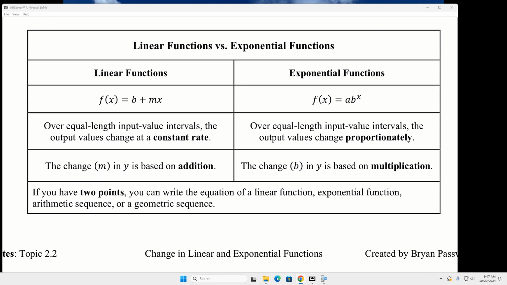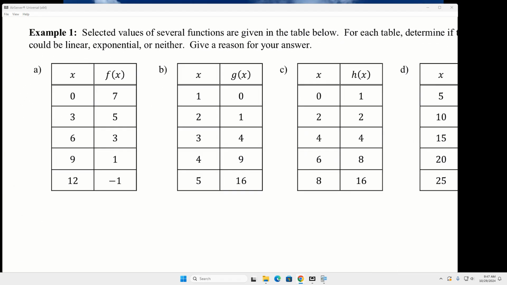And one thing that is similar to them is that if you have 2 points, you can write the equation of a linear function or an exponential function. And we've already done that with arithmetic and geometric sequences. It's a very similar process. Okay, that's a lot of words. All right, let's do some examples.